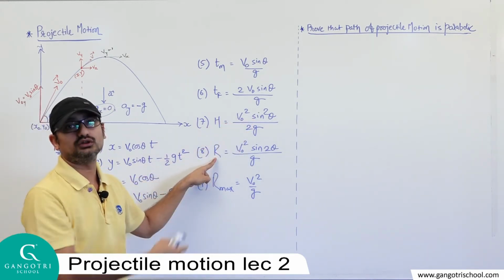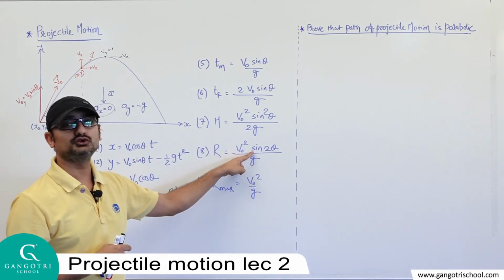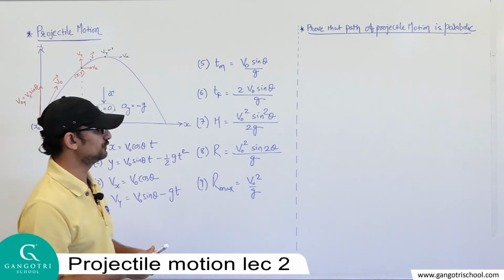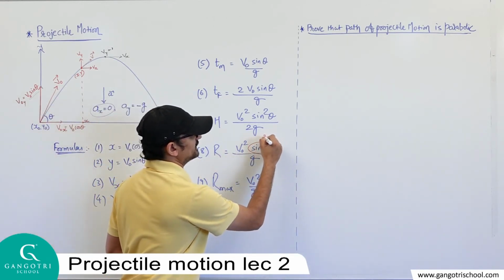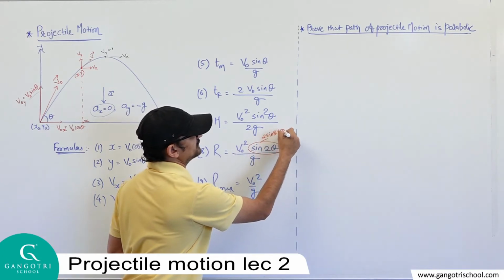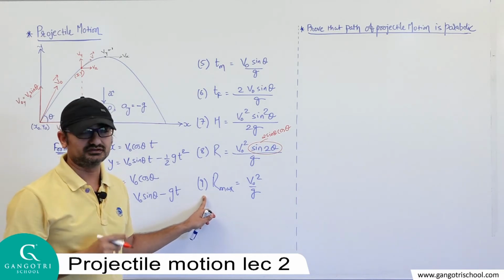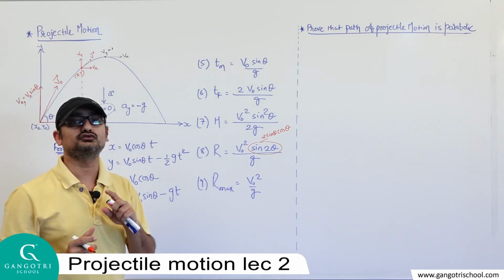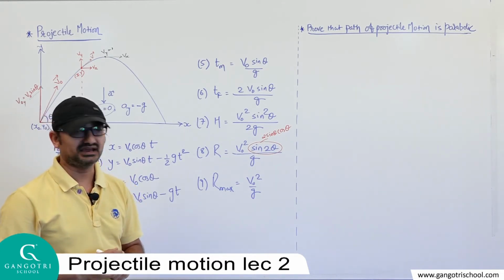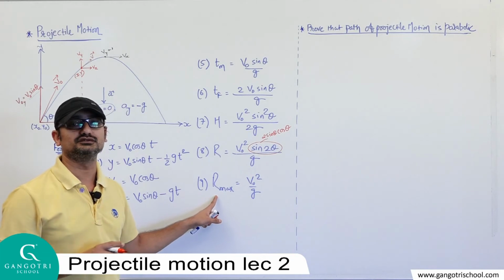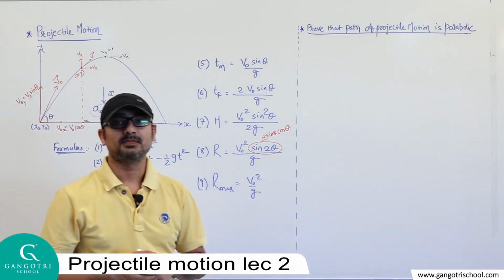Range means total horizontal displacement, V0 square sin 2 theta upon g. Again I want to recall that instead of sin 2 theta we can write 2 sin theta cos theta. The next one is maximum range. Always remember, dear student, if an object is thrown at an angle of 45 degree, then range becomes maximum, and the formula of maximum range is V0 square by g. So these are the formulas we derived so far. Now the next one.